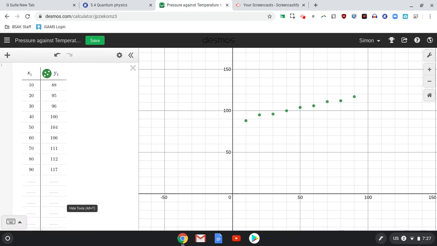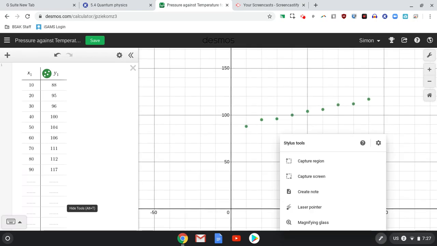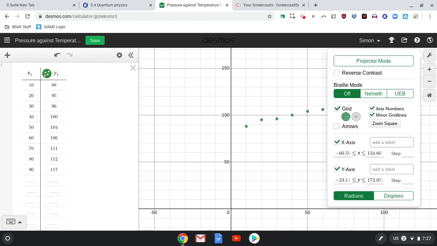Now, as you can see, the points are kind of bunched up on the y-axis, aren't they? So we want to spread this out. Whenever you draw a line of best fit, whether it's a curve or a straight line, it's much better if the points are spread out along each axis, because it makes it a much easier and a more accurate process.